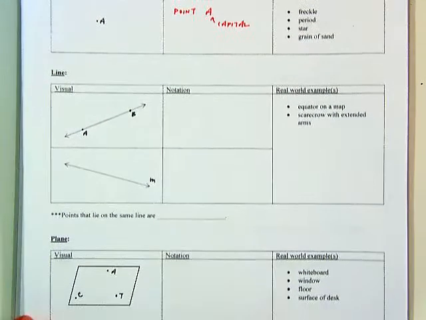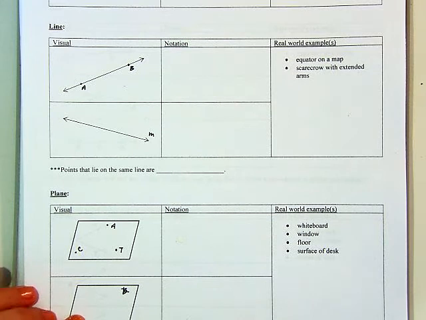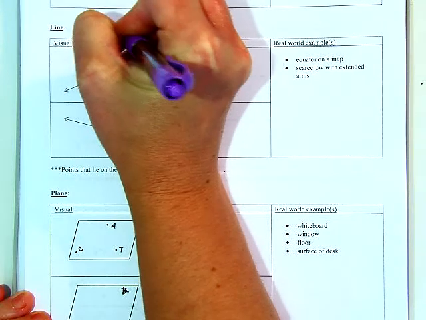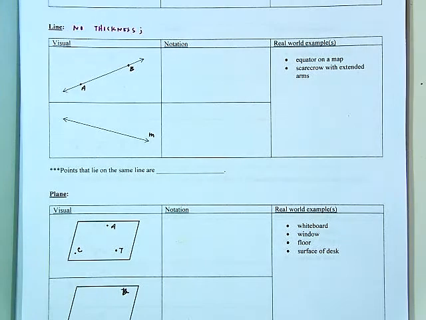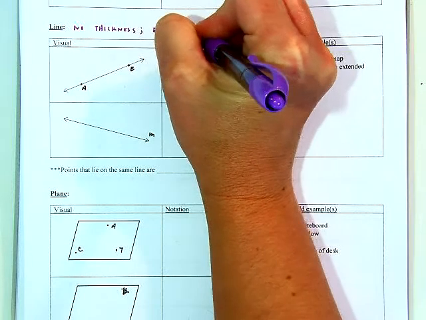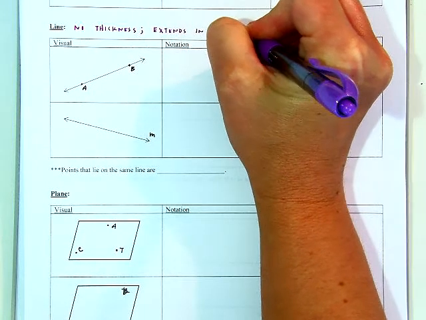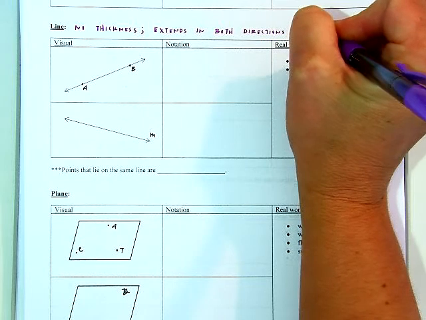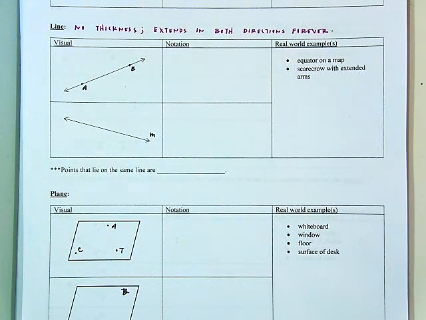Okay, next up, here we're looking at our lines. So a line has no thickness. And when we imagine it, we are visualizing that it extends in both directions forever. So you are visualizing just the thinnest straight pathway you can possibly imagine. Technically, a line has no thickness, but it extends in both directions forever.